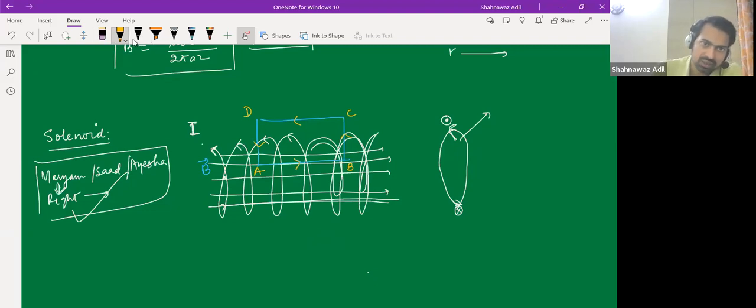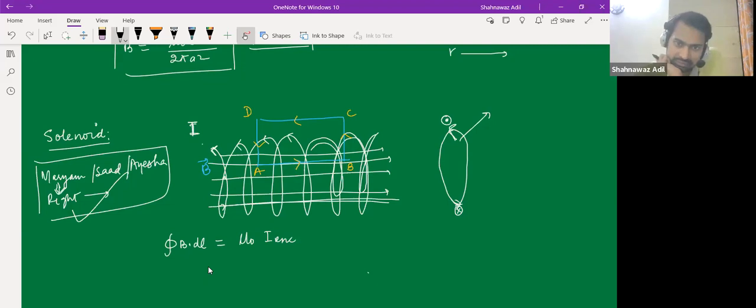Is this clear? Okay, so using Ampere's circuital law, the closed integral of B dot dl is equal to mu naught I enclosed. Okay, understood, guys? Is this clear?